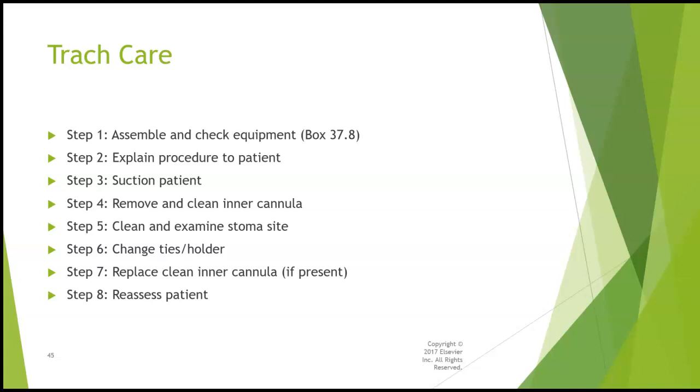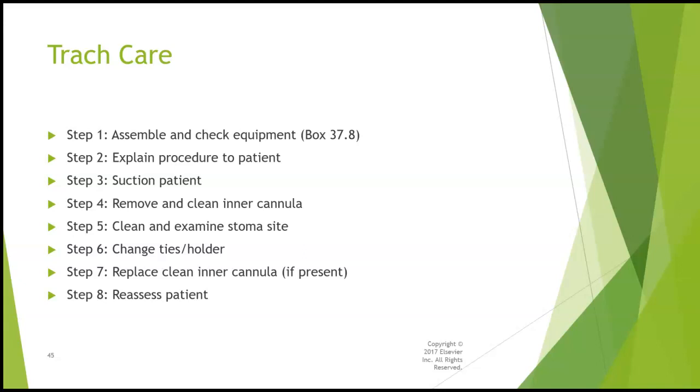The steps of trach care are pretty basic. First we're going to be assembling the equipment and checking it out. In your book on page 778, box 37.8, that gives you a list of the equipment that you're going to use for this. You're going to be doing some suctioning, taking out the inner cannula and putting a new sterile inner cannula in, so you are going to need sterile gloves for this procedure. Make sure that you explain the procedure to the patient. I always start off with suctioning the patient, trying to get secretions out of the airway before I start cleaning.